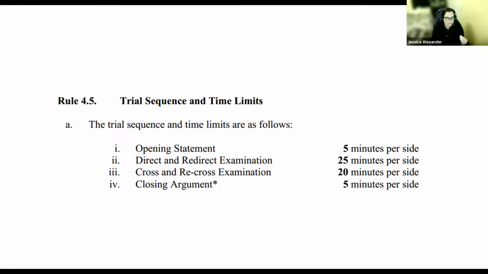The other part of trial sequence is rule 4.22. You get 1 redirect and 1 recross. Direct, cross, redirect, recross, and then the witness is done. That will help you plan strategy as you're listening and deciding what questions you want to ask. You're not going to get 8 chances to talk to your witness.